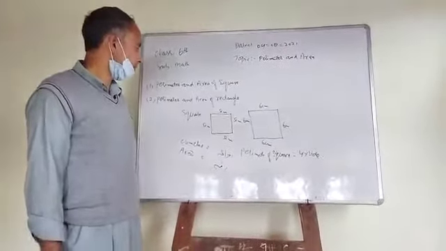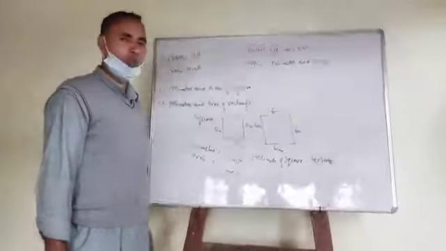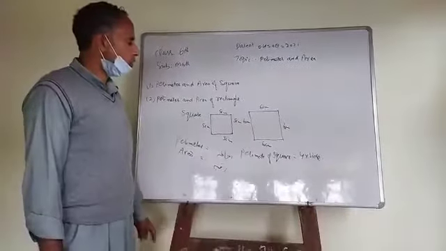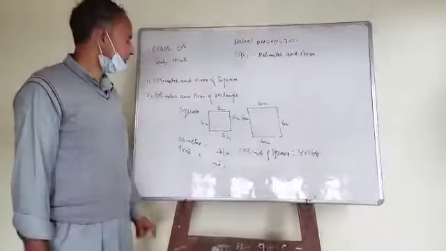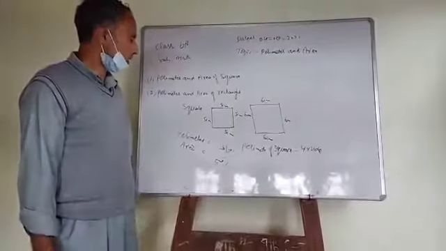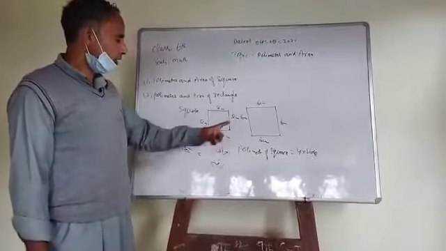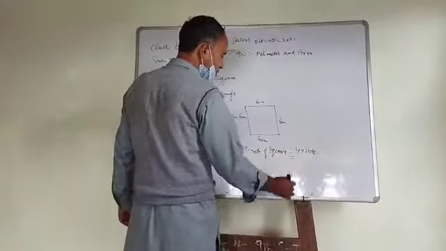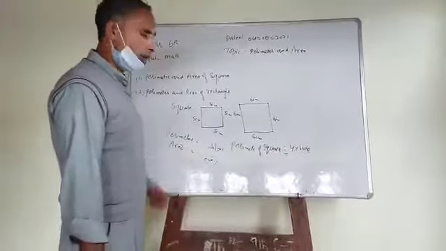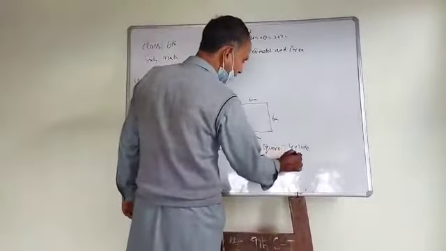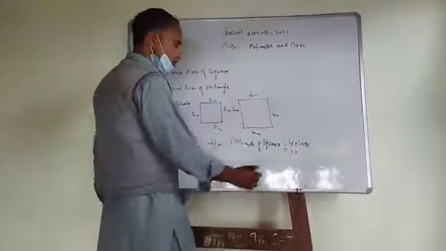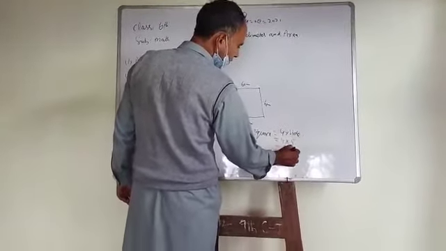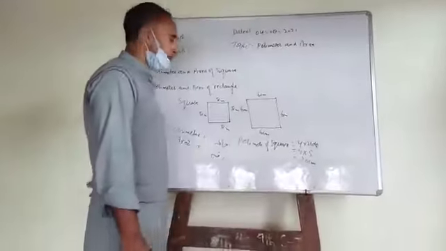Here is an example. One square has each side of 5 cm, and another square has each side of 6 cm. We will find the perimeter of each square. Apply the formula: 4 into side. The first side is 5 cm, so 4 into 5 is 20. The perimeter is 20.